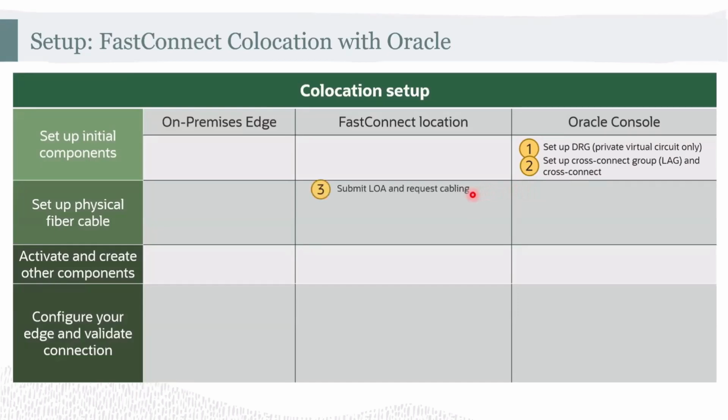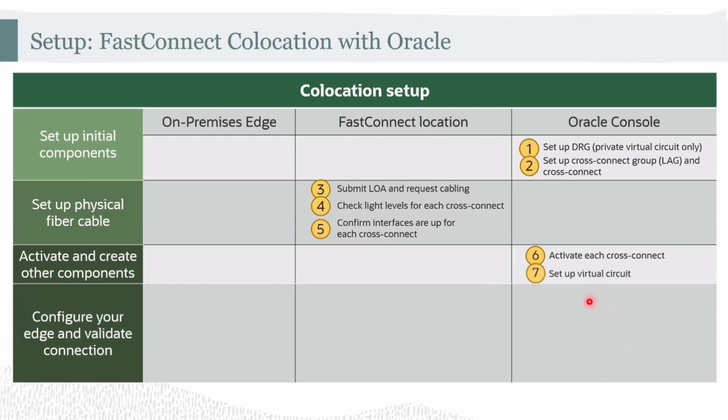After you set up the connection, at the Fast Connect location you need to submit the letter of authorization and request cabling for each cross connect. After that, you need to check the light levels for each cross connect and confirm that the light levels are good. You also need to confirm that the interfaces are up. When the physical fiber cables in the Fast Connect location are set up and ready to use, you need to activate each cross connect.